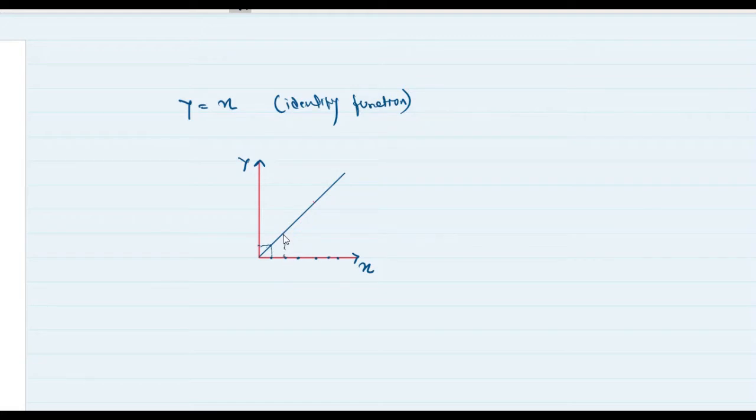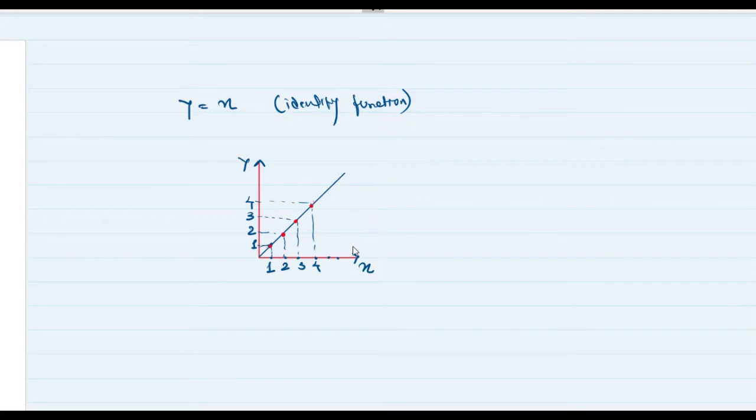But always the case is, whatever the value of x will be, the same value will be of y. That's why this is an identity function. So suppose this value is 1, so here will also be 1. If this is 2, this will be 2. If this is 3, this will be 3. If this is 4, this will be 4, and so on. So these points which you see on the graph of the identity function have the coordinates 1 comma 1, 2 comma 2, 3 comma 3, 4 comma 4, and so on.